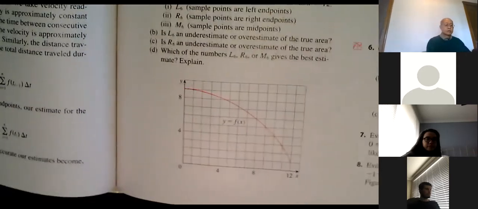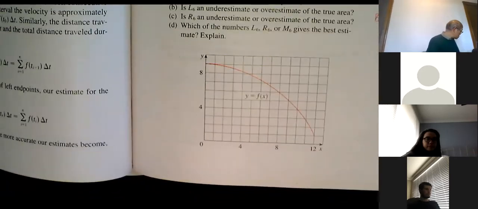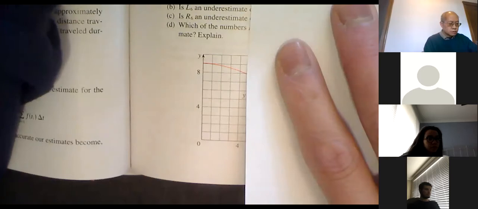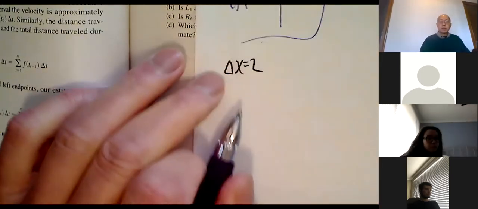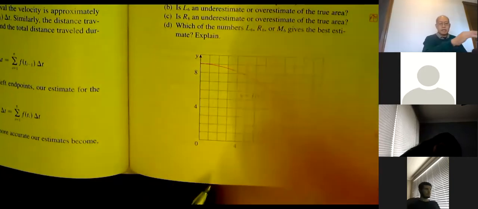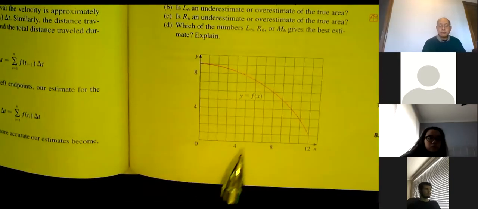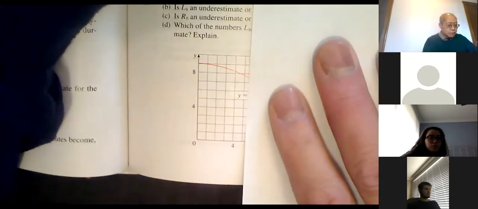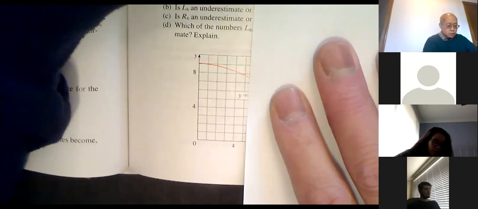Okay. So this is going to be a little bit clumsy. Try to write back and forth here. Okay, so I'm going to say delta x is 2. 12 divided by 6. All right. 12. Chop it up into 6 pieces. Okay. So between 0 and 2, 2 to 4, 4 to 6, 6 to 8, 8 to 10, 10 to 12. Okay. So I have 6 sub-intervals.